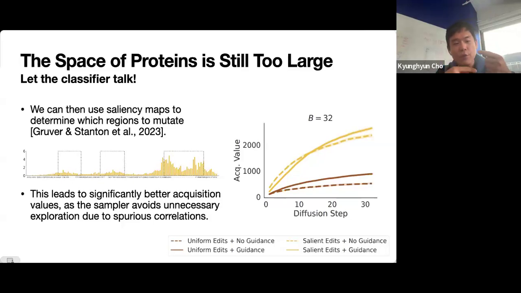And then by focusing on mutations in these smaller regions, we can improve the acquisition value so much more effectively and rapidly than considering the entire sequence, because we can avoid any of those spurious correlations that exist that are not relevant to the actual target properties.